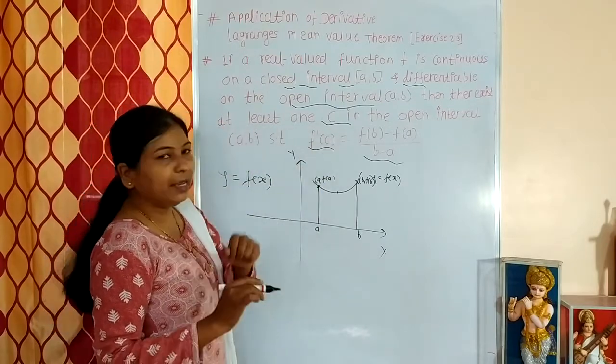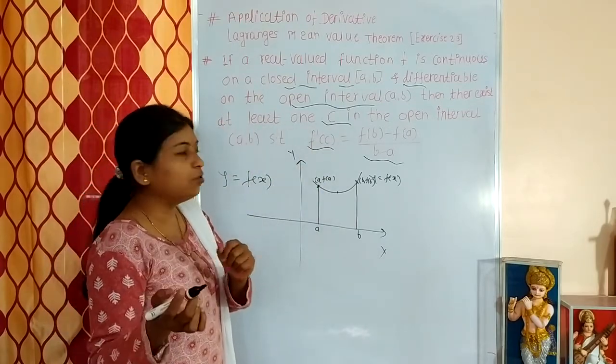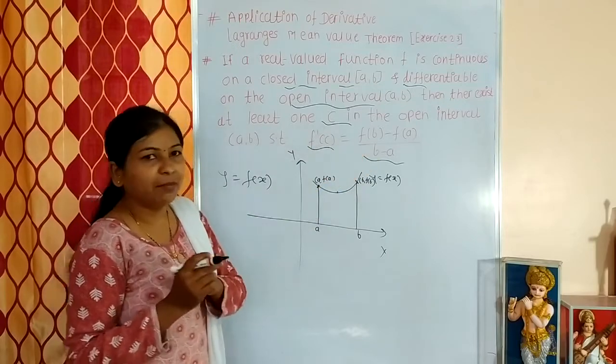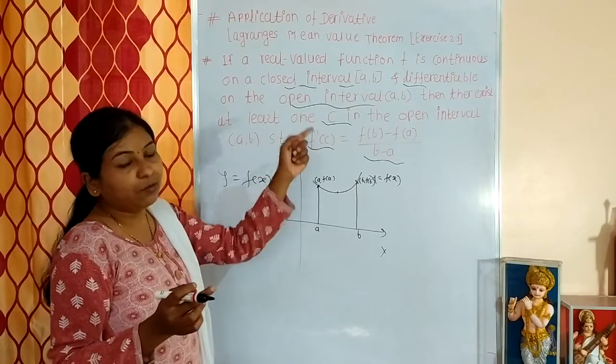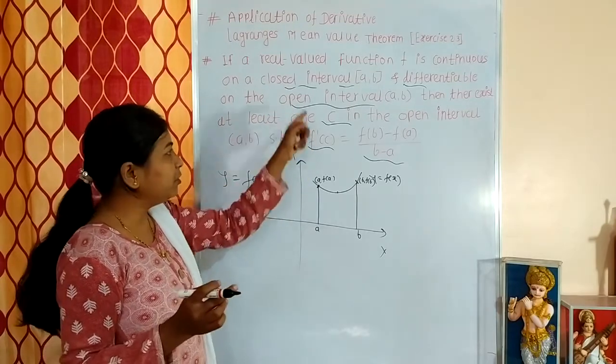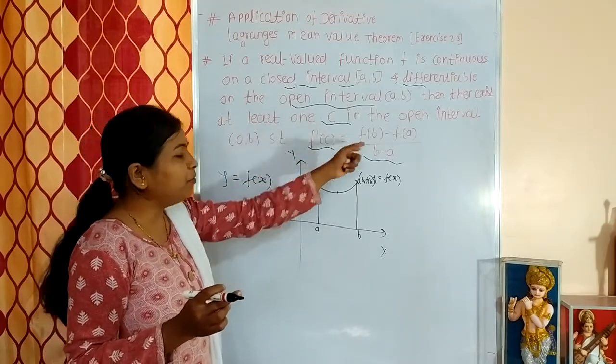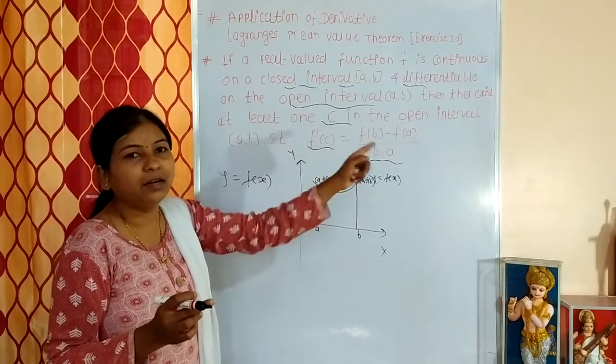Then there exists a point c in the interval AB such that f dash of c is equal to f of b minus f of a divided by b minus a. At the time of Rolle's theorem, this f dash of c is 0. When we study Rolle's theorem, the derivative f dash of c is 0, but here the value of f dash of c is f of b minus f of a divided by b minus a.